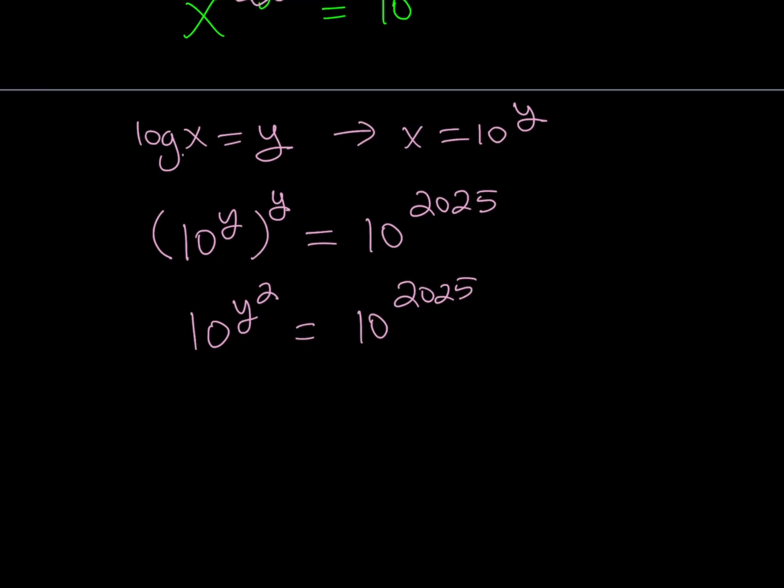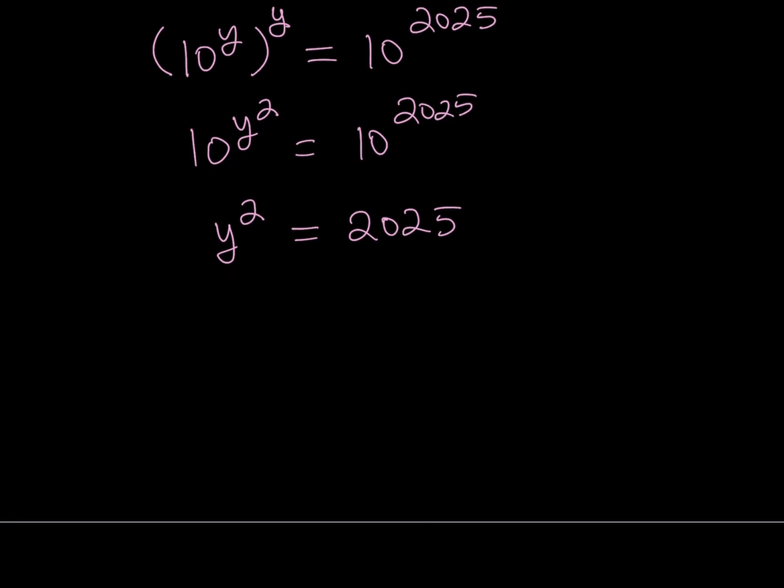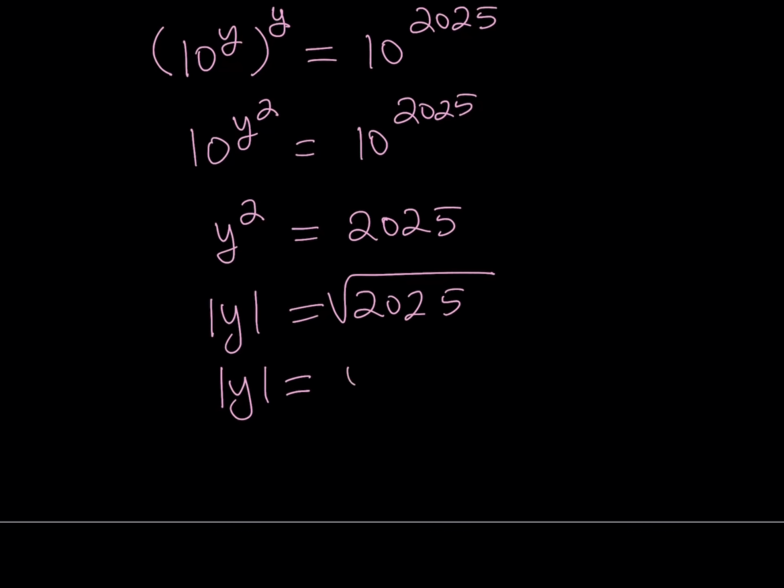This is something we should be familiar with, because this is an exponential equation and the bases are equal. So the exponents must also be equal. Since the base is not 1, this is not always going to work. It's only going to work for certain values of y. And those values are going to be the same y values we found before. Y squared equals 2025. If you square root both sides, you get the absolute value of y is equal to the square root of 2025, and this means that the absolute value of y is equal to 45. And this means y is 45 or y is negative 45.